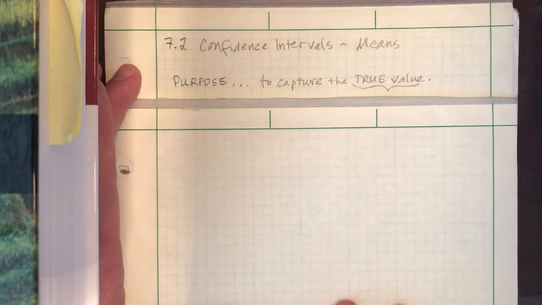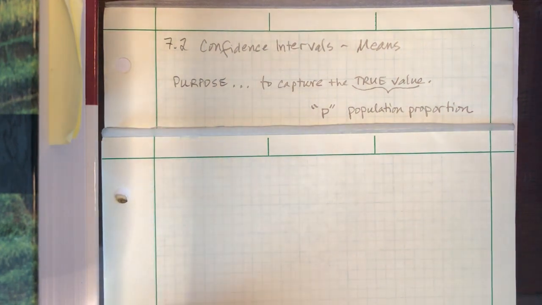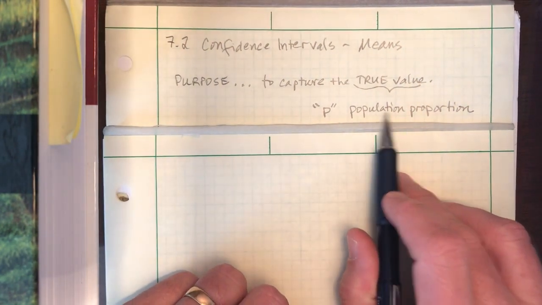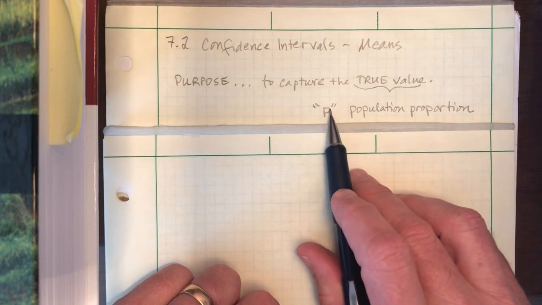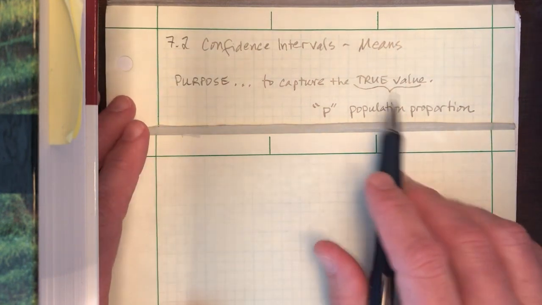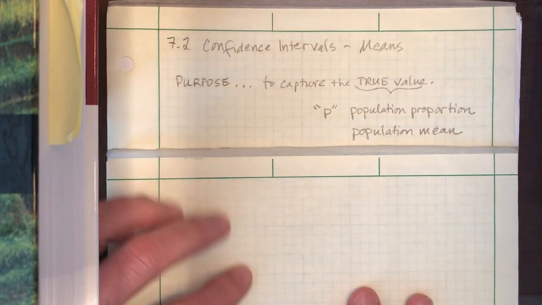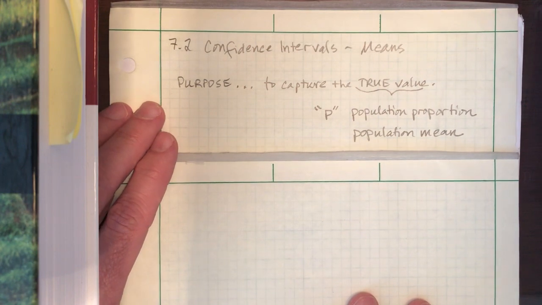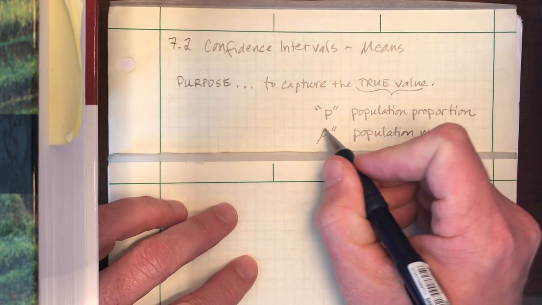Now, the first confidence intervals we were talking about in the previous videos, the thing we were interested in capturing was a population proportion, capital P, or P without a hat. So now we're going to be interested in capturing a population mean. And I hope you remember the symbol for population mean is the Greek letter mu.